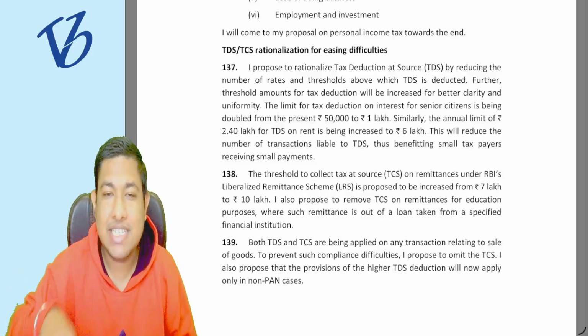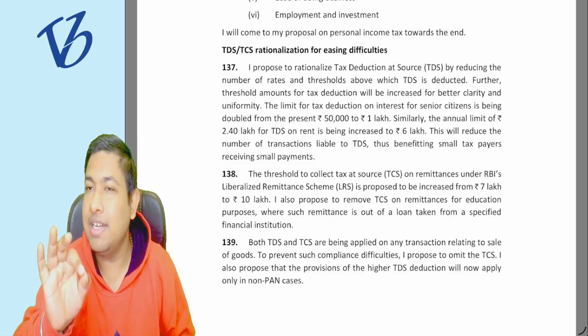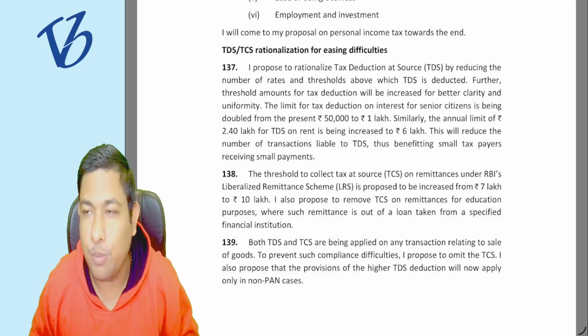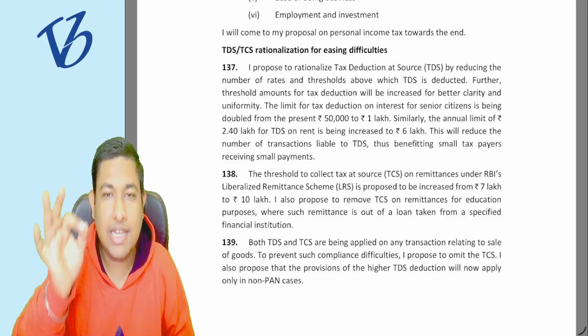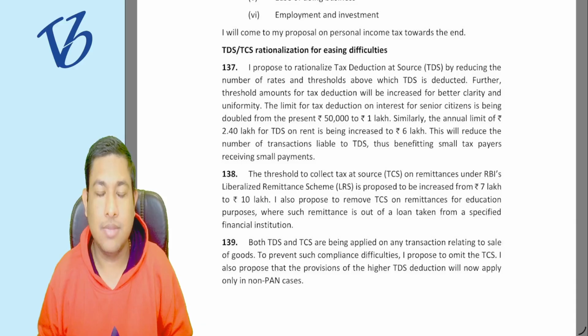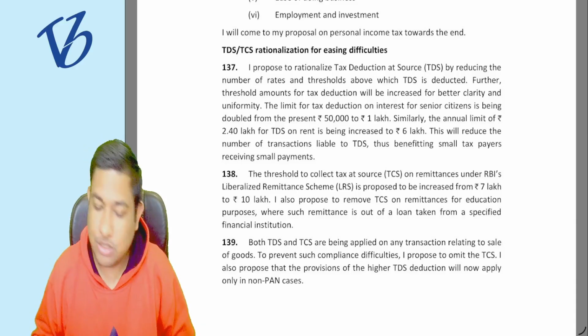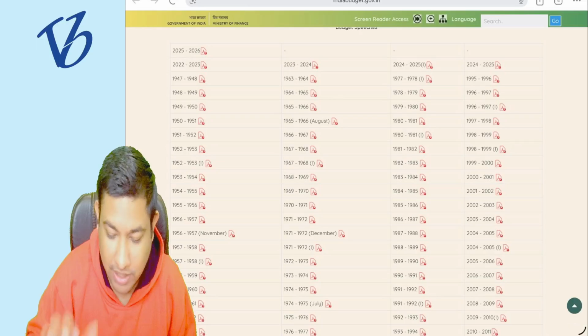So whatever changes are being made, it is for better clarity and uniformity. Do you get the intention of the lawmaker? The intention of the lawmaker is very much clear to you. So this is the budget speech, which is very important.